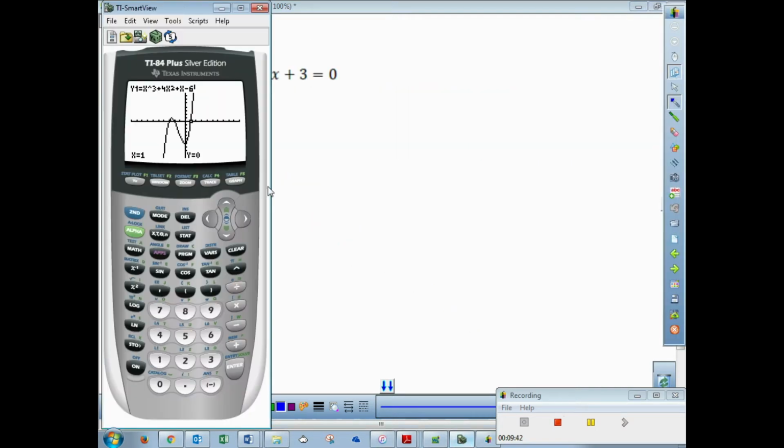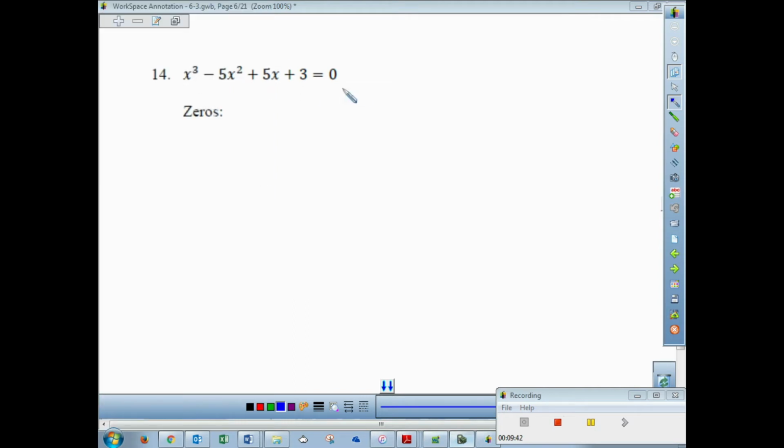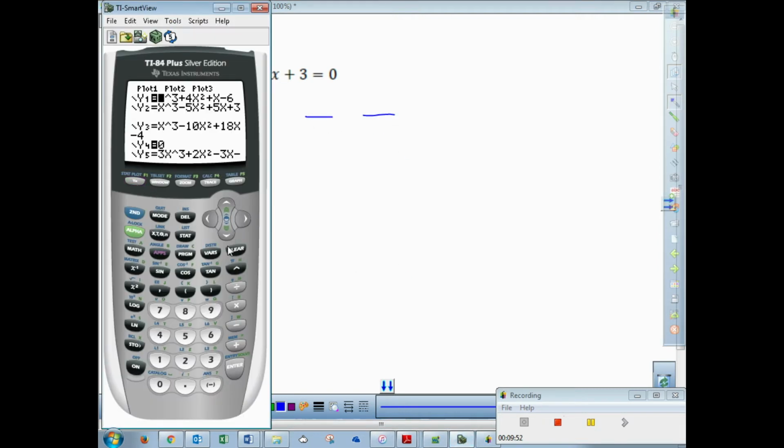And let's graph him. First of all, how many zeros are possible? There are how many? 3. Whatever degree you are, that's how many zeros there are. So let's graph him. You just zoom 6 in it, and you're looking for rational roots.